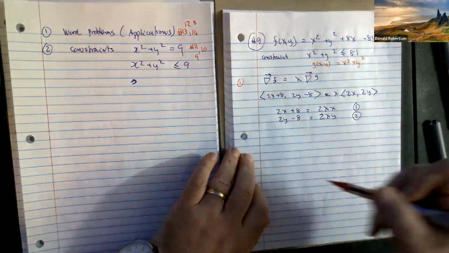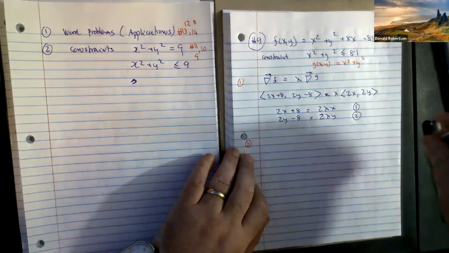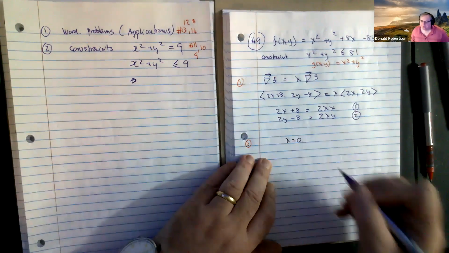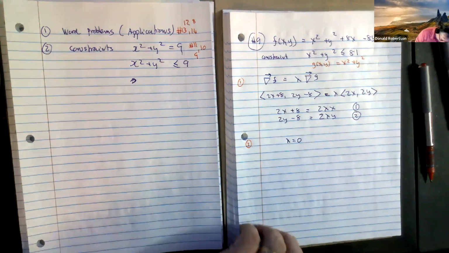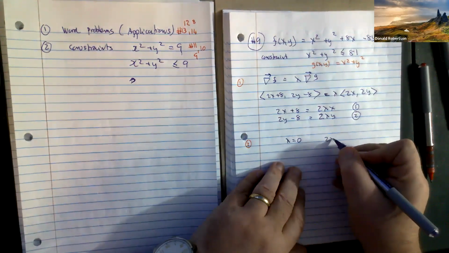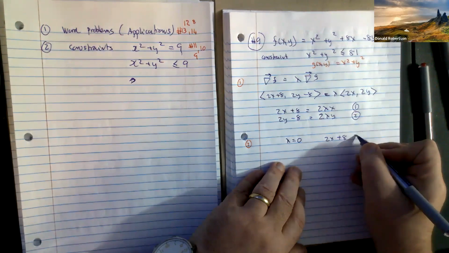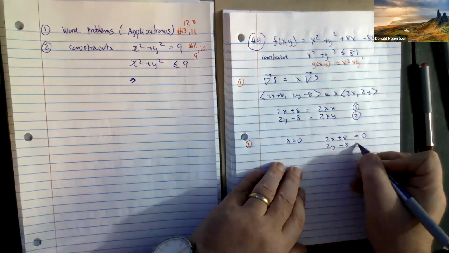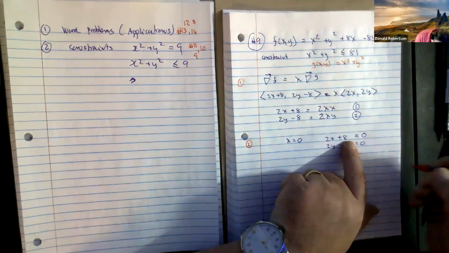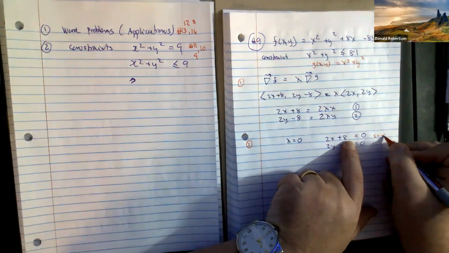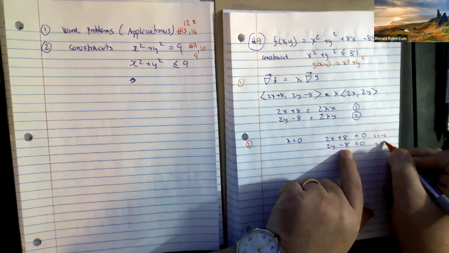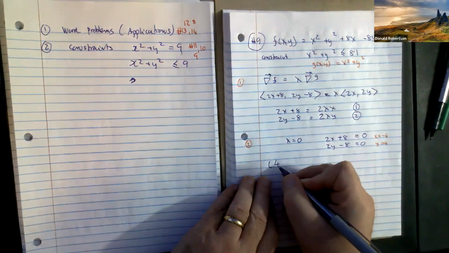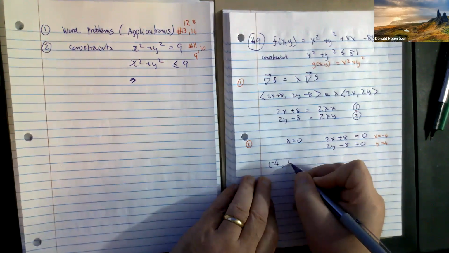Step 2. Let's assume that lambda is 0. Now, if lambda is 0 here, we get 2x plus 8 is 0. And we get 2y take away 8 is 0. And if I do a little solution here, isn't that x is -4 and isn't that y equals 4? So that means we have a possible candidate. X is -4 and y is 4.